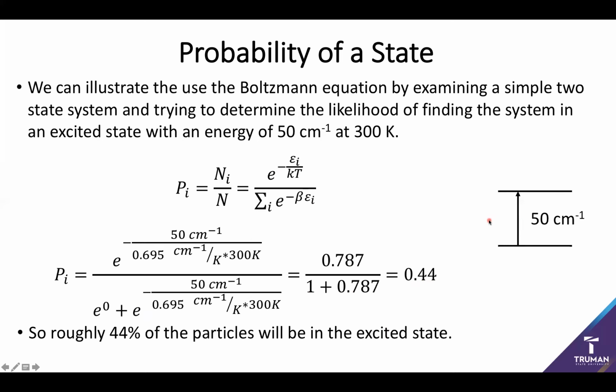So roughly 44% of our particles are going to be in the excited state, or about 56% of the particles will be in the ground state. One of the cool things about this is you can start to see how this might change with temperature. What should happen is as I increase the temperature, this value should go to about 50%, as the second term starts coming closer to 1, and then I essentially am going to asymptotically approach an even distribution of ground state versus excited state.